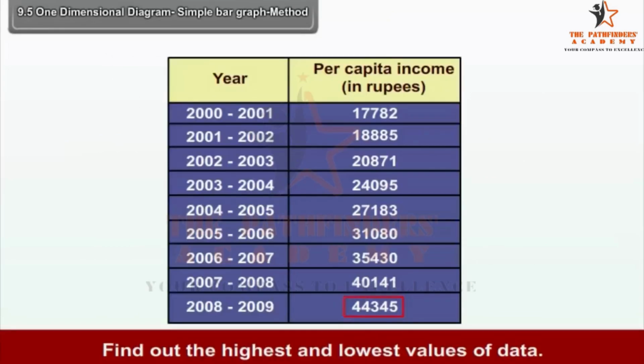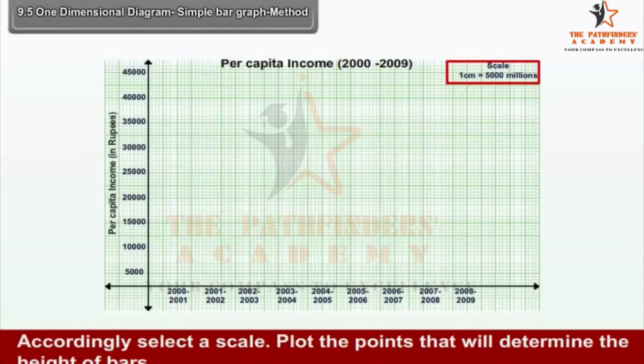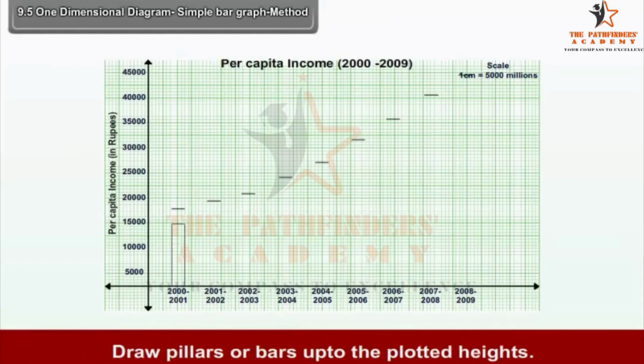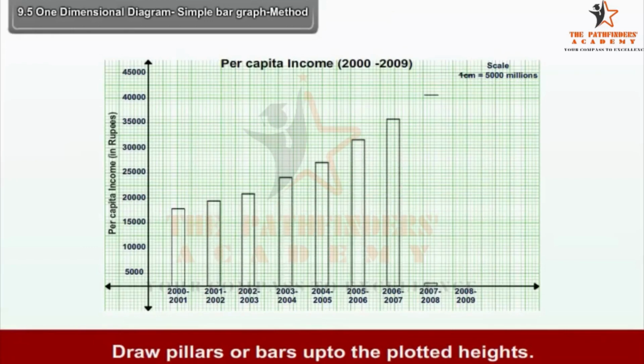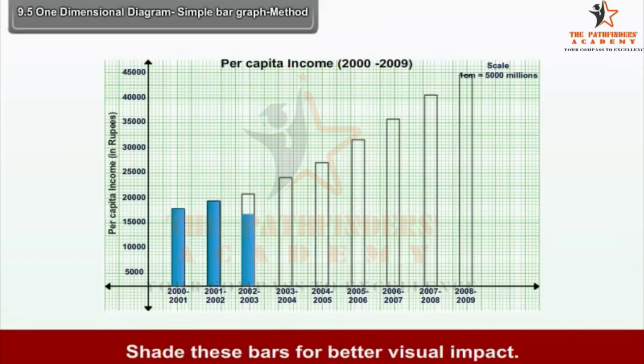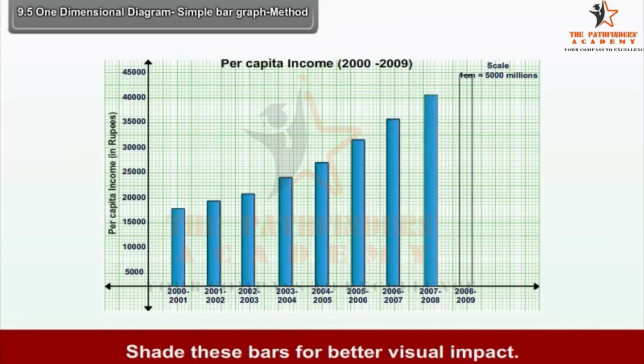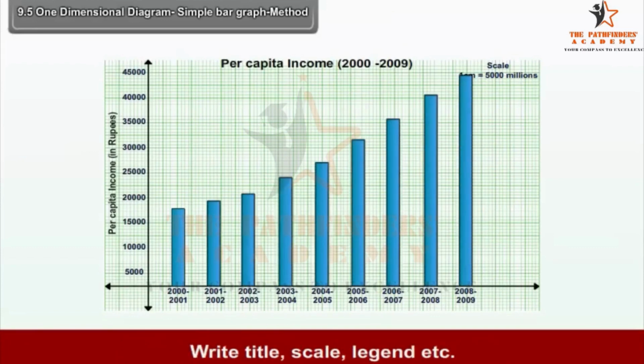Method: find out the highest and lowest values of data. Accordingly select a scale, plot the points that will determine the height of bars. Draw pillars or bars up to the plotted heights. Shade these bars for better visual impact. Write title, scale, legend, etc.